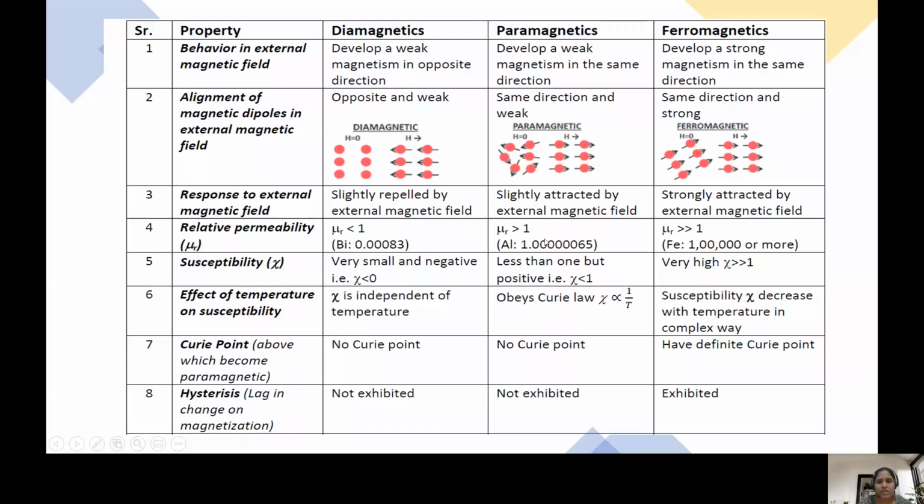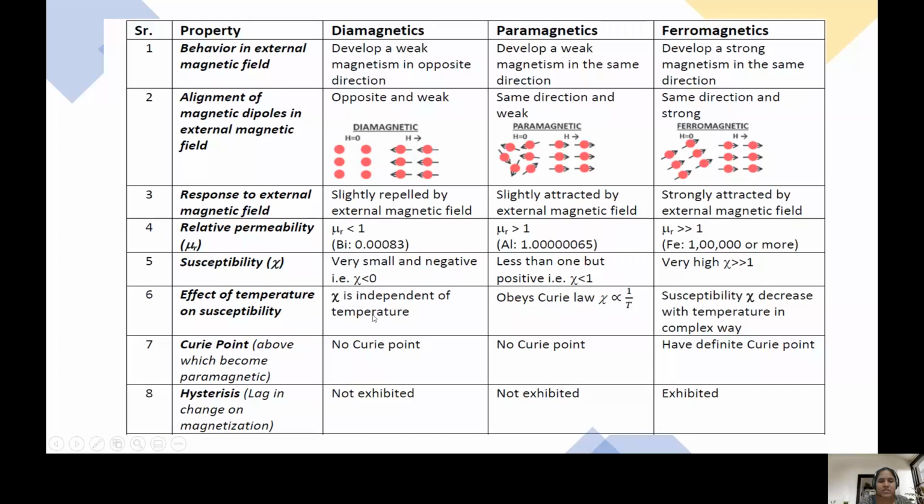And these are the relative permeability values for the diamagnetic, paramagnetic, and ferromagnetic. For the diamagnetic, that is less than 1. For the paramagnetic, that is greater than 1. For ferromagnetic, that is greater than or equal to 1. Susceptibility values are small and negative for the diamagnetic. It is less than 1 but positive for the paramagnetic. It is very high for the ferromagnetic materials.